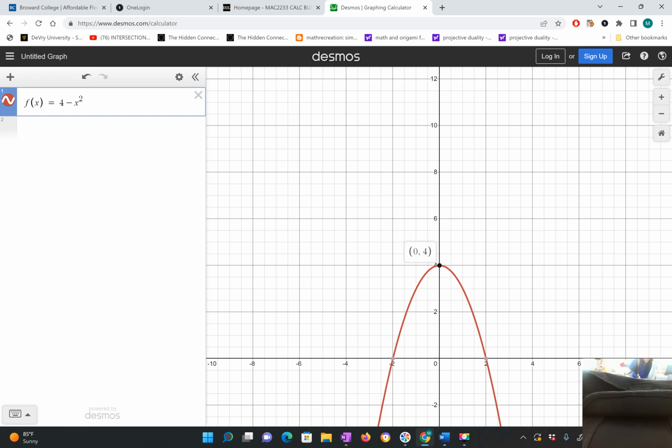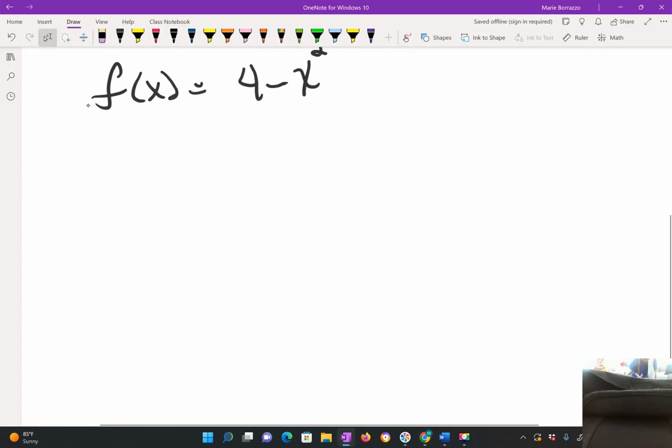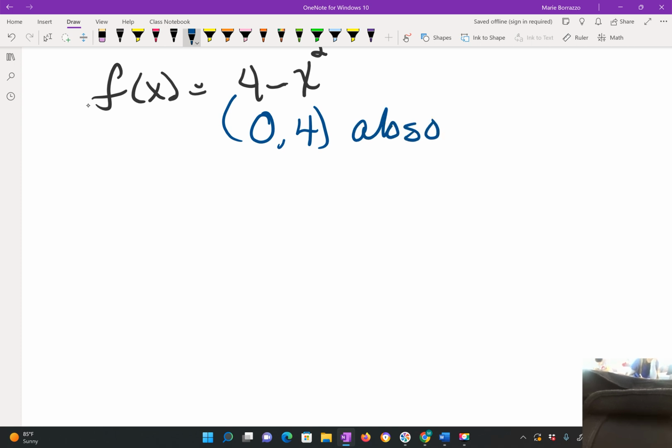Okay? Another example that they give us. So we said for this one, 0, 4. And we said in this case, this is an absolute maximum. Okay.